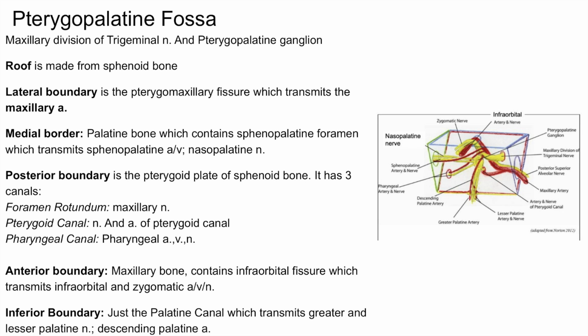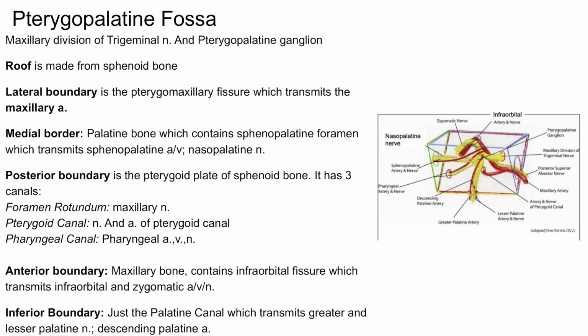Now, anchoring it to anatomy, the space sits posterior to the maxilla and anterior to the pterygoid plates of the sphenoid bone, which explains why all these canals and foramina connect through it. The roof is the sphenoid bone, which matters less clinically, but the boundaries matter because they tell you what goes in and what goes out. The lateral boundary, the pterygomaxillary fissure, is your entry point to the infratemporal fossa, and that's how the maxillary artery gets into the space. So you want to be thinking blood supply enters laterally.